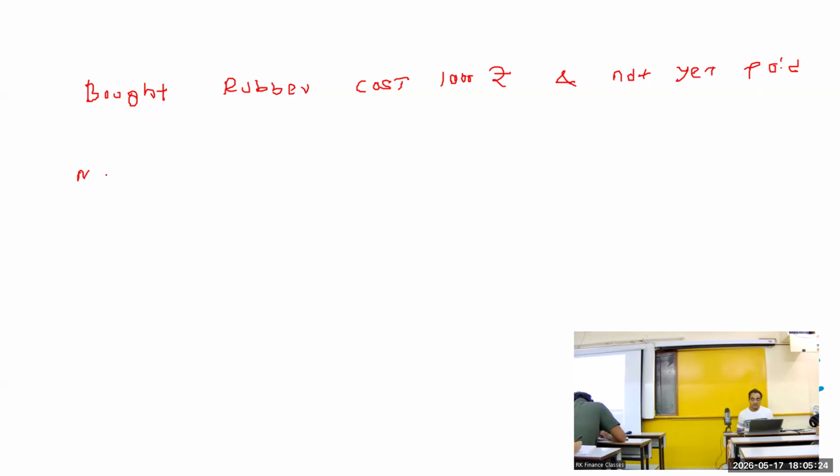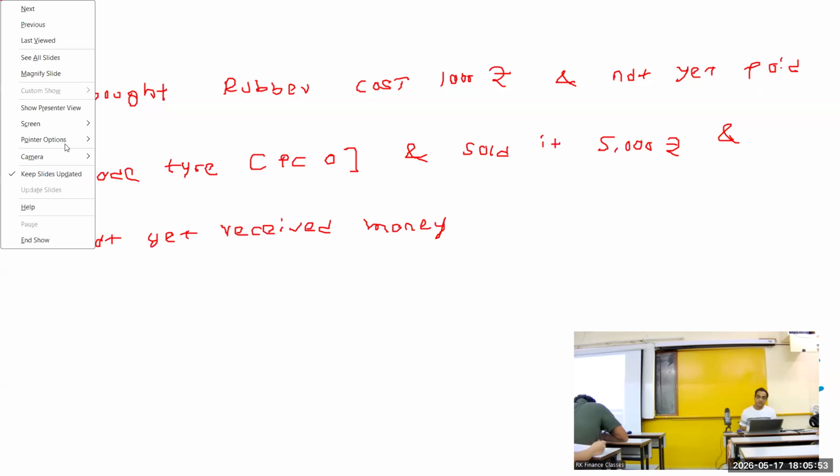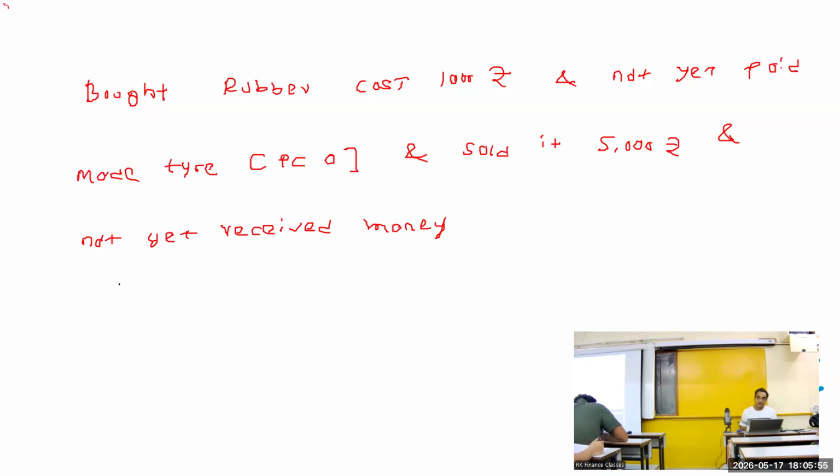Okay, I made a tire. Let's assume at a zero cost, meaning no other cost was incurred. Made tire. Processing cost 0. And sold it for 5000 rupees and not yet received the money. Okay, you have to show me the accounting effects of that on the income statement and the balance sheet.